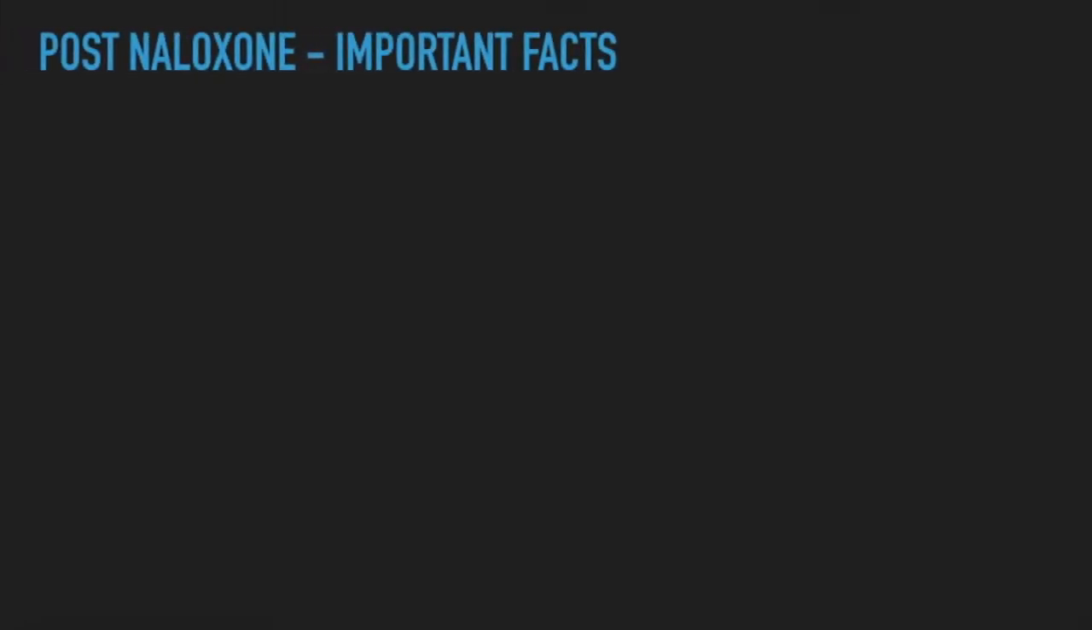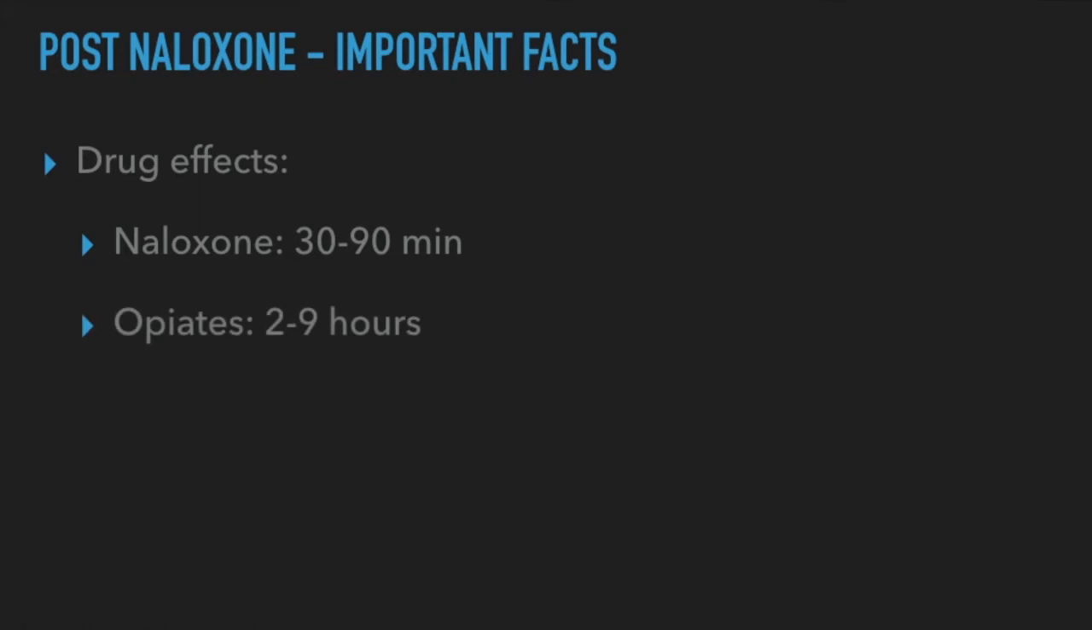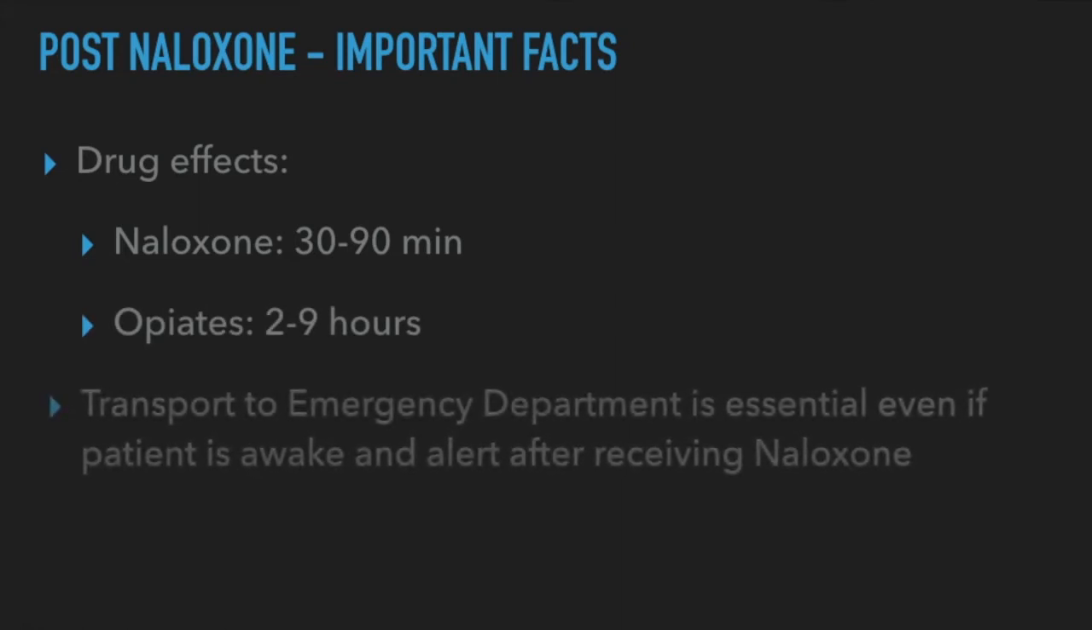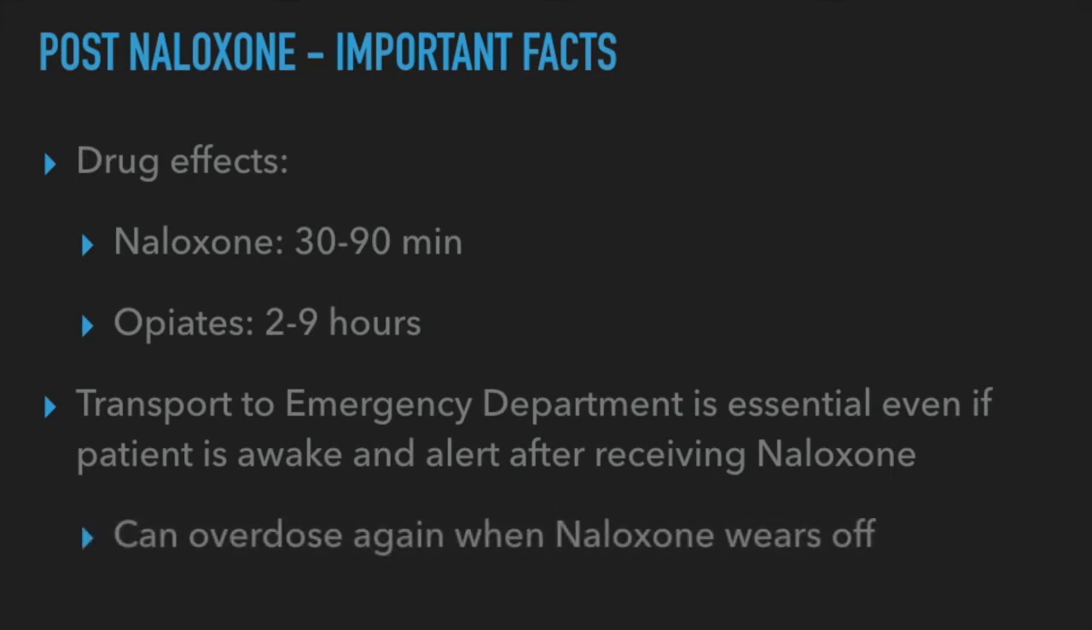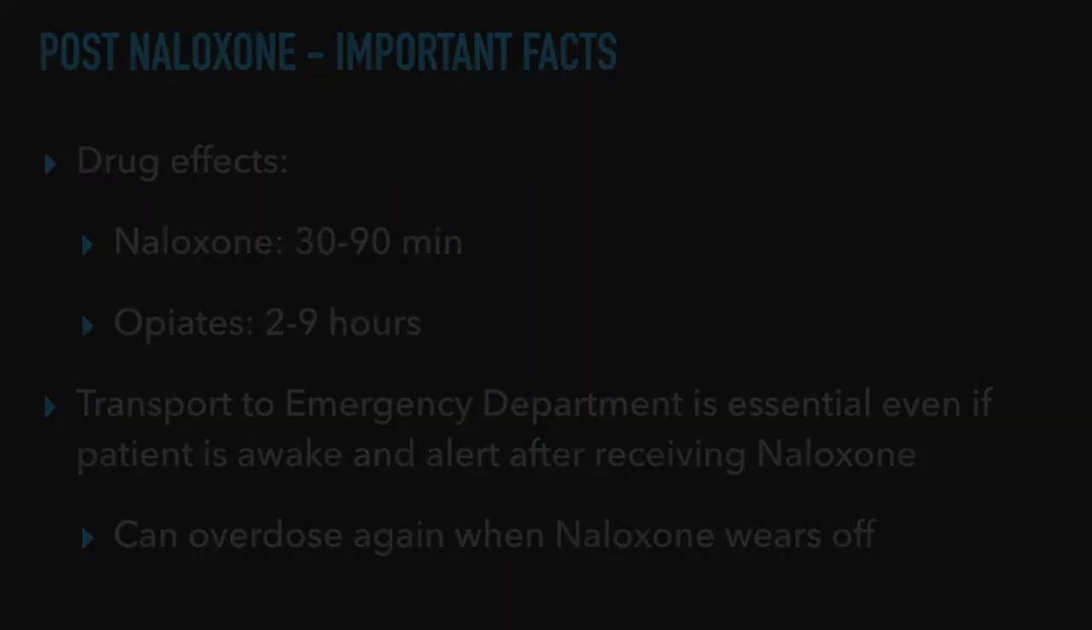Important facts about naloxone. The drug effect of naloxone is 30 to 90 minutes. However, the drug effects of opiates last about 2 to 9 hours. This is why transport to an emergency department is essential even if the patient is awake and alert after receiving a dose of naloxone. They can overdose again when the naloxone wears off.